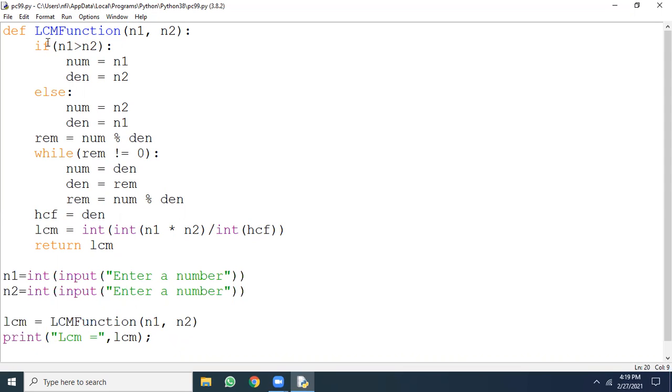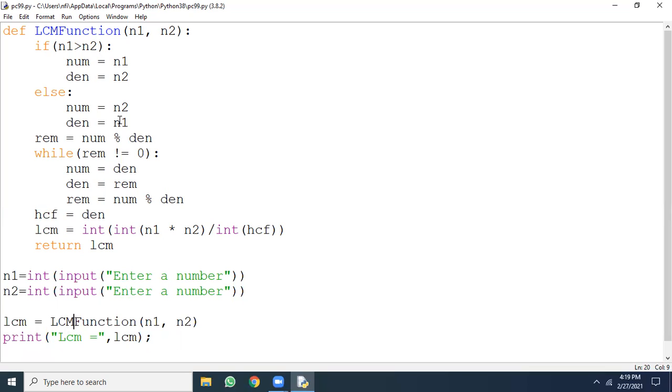Now let us study the function itself. The function name is LCM function. It accepts two parameters n1 and n2. Here we are comparing the value of n1 with n2. If n1 is greater than n2, then numerator becomes n1 and denominator becomes n2. Else, that means if n2 is greater than n1, then numerator becomes n2 and denominator becomes n1.